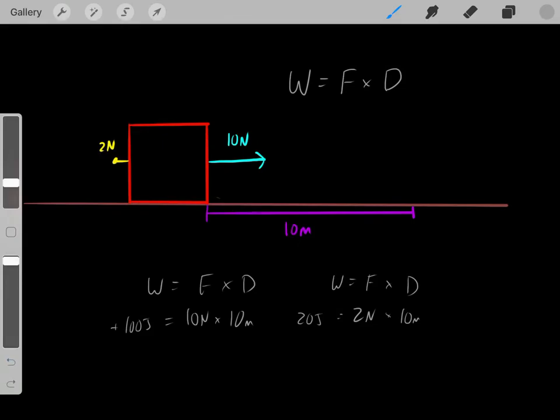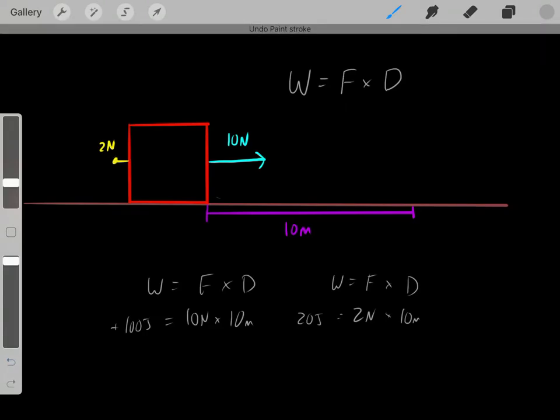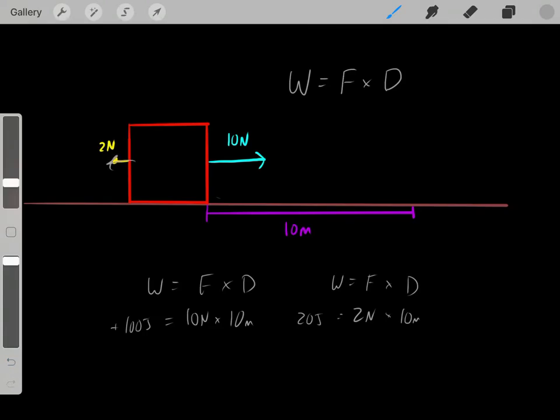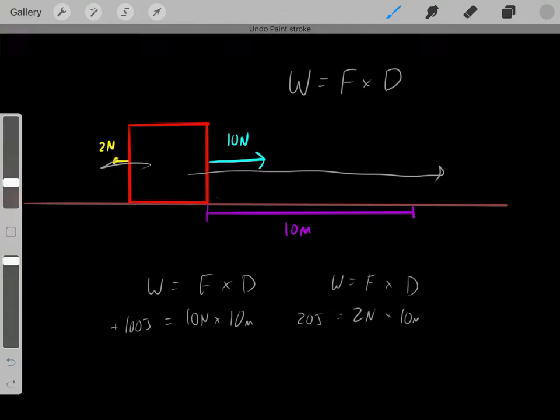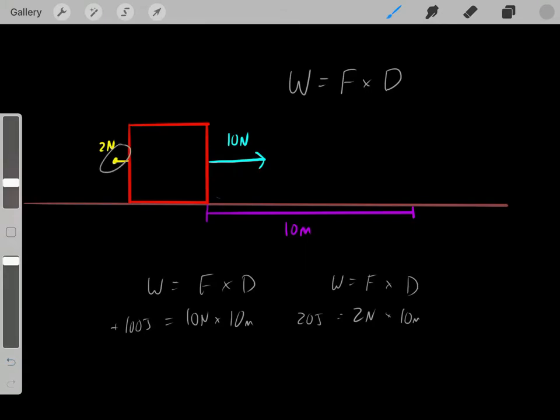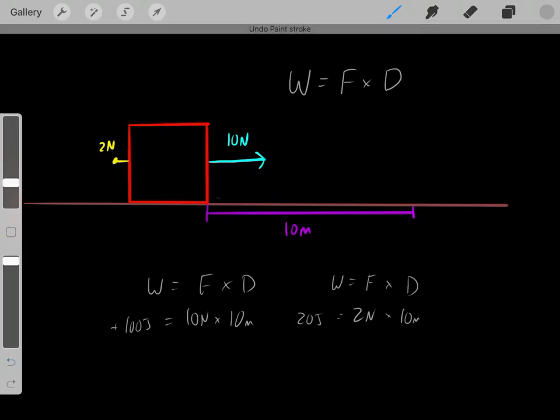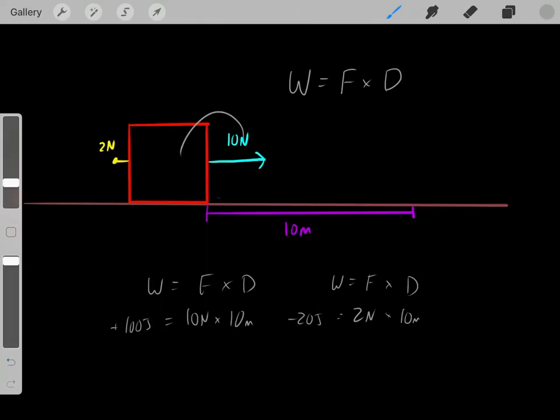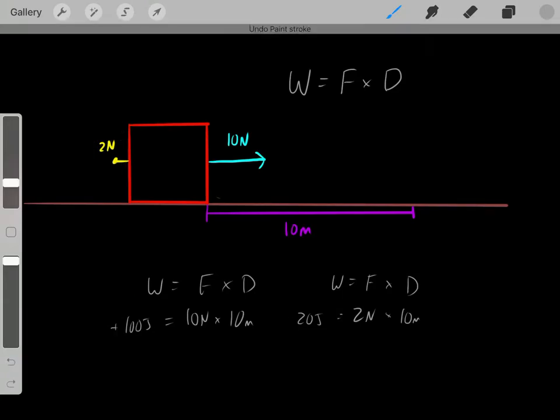However, the convention, and just something you need to memorize, is that whenever there's a force being done in the opposite direction of motion, because again, we know the motion was in this direction, if there's a force being done 180 degrees in the opposite direction of motion, that force does negative work on the object. So we know this 2 Newton force did negative work on this object. Therefore, this 2 Newton force did negative 20 joules of work. So this 10 Newton force did positive 100 joules of work, while this 2 Newton force did negative 20 joules of work on this object.